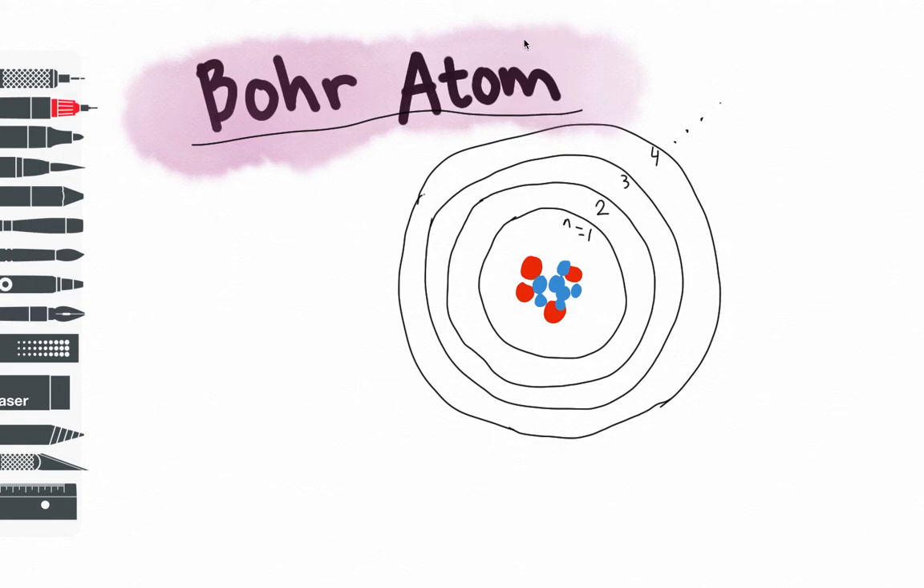Hey everybody, so in this video I'm going to talk to you about the concept of the Bohr atom. So right here we have the nucleus in the center, and these circles are different energy levels. The closer you are to the nucleus, the greater the energy. So n is equal to 1 has more energy than n is equal to 4.